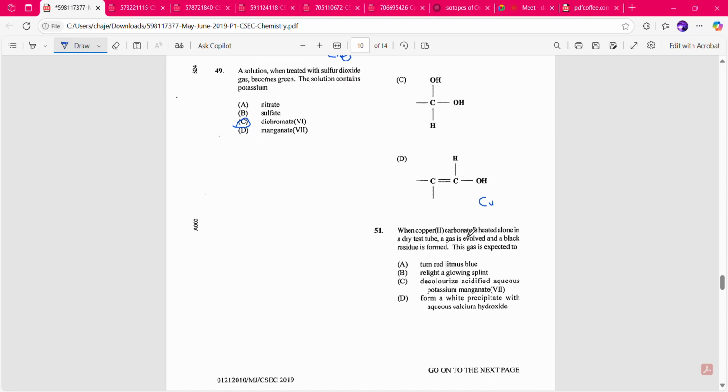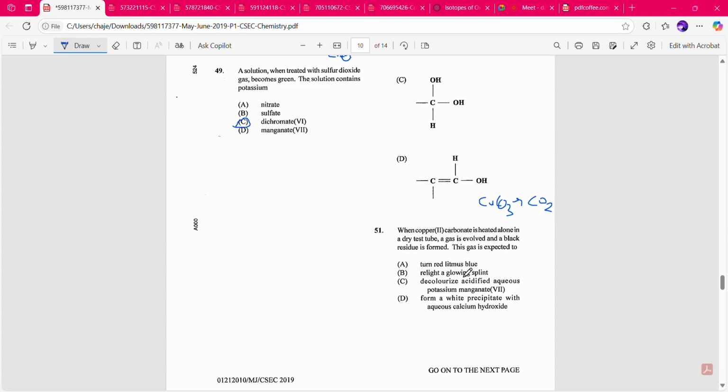So 51, the copper carbonate, which is CuCO3, is heated alone in a dry test tube. A gas is evolved and a black residue is formed. The gas is expected to be, so this gas, I expect this gas to be carbon dioxide. That's the only thing you can get from copper carbonate.